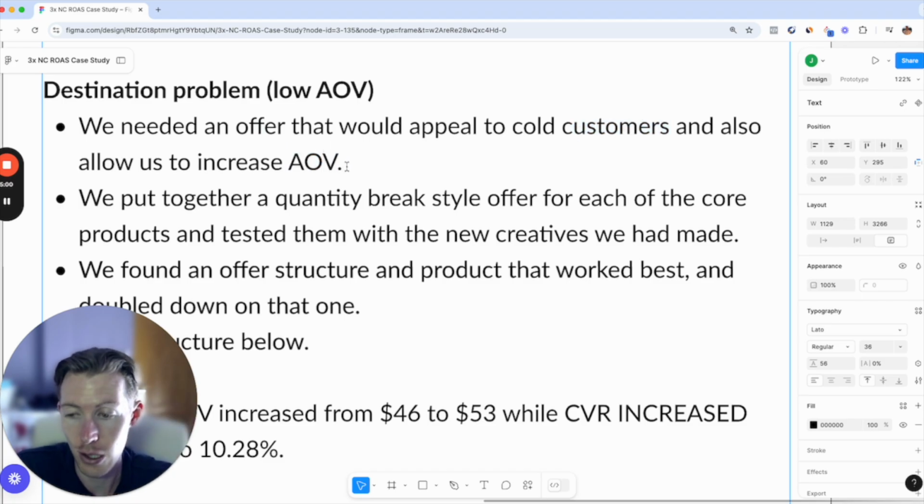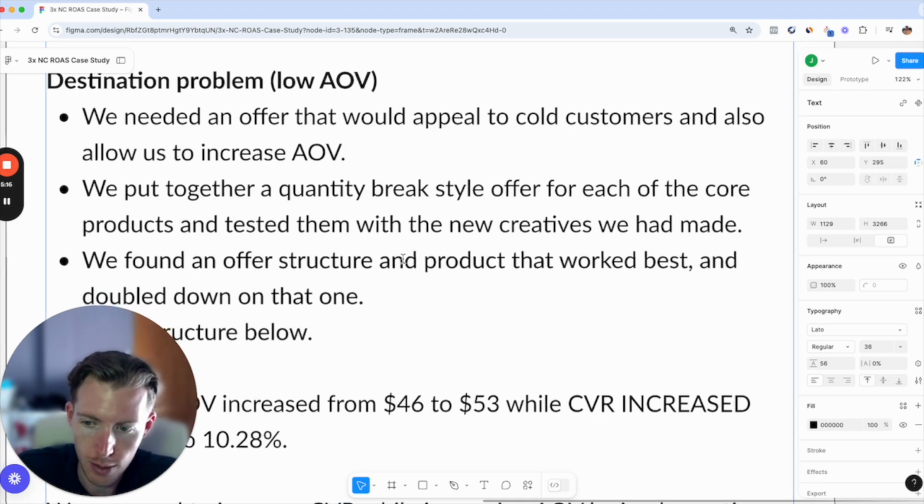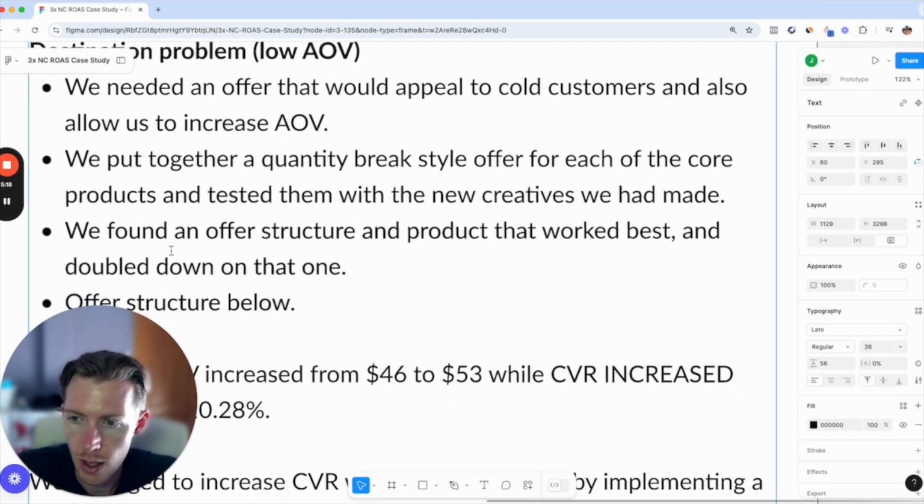Now, this is a lot easier said than done, right? Of course, we need something that's going to be attractive to traffic who have likely never heard of us before, but we also want them to pay more, right? So what we did is we put together a quantity break style offer for each of the core products and tested them with the new creatives we had made. So I'm going to show you this offer in just a moment. And we found an offer structure and product combination that worked best, and then we doubled down on that one.